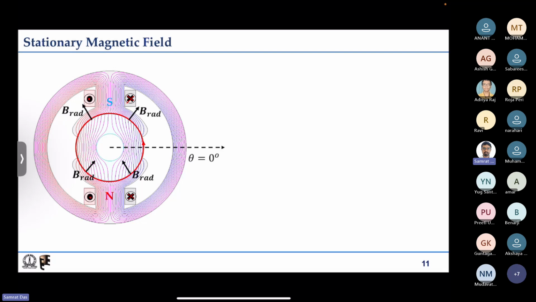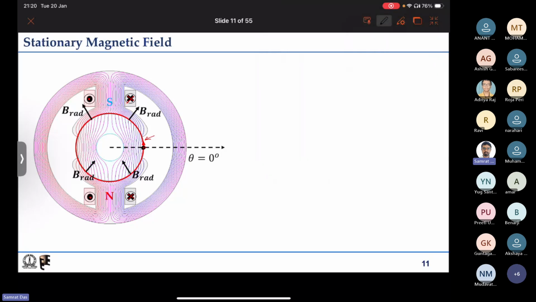Now let us look at the field in space, and see what kind of B distribution there is in the air gap. For this I have indicated this red circle at the air gap. This point is theta equal to 0, this point is theta equal to 90 degrees, this point is theta equal to 180 degrees, this point is theta equal to 270 degrees, and as we keep moving on this air gap circle, we again come back to theta equal to 360 degrees, which is nothing but theta equal to 0 degrees.